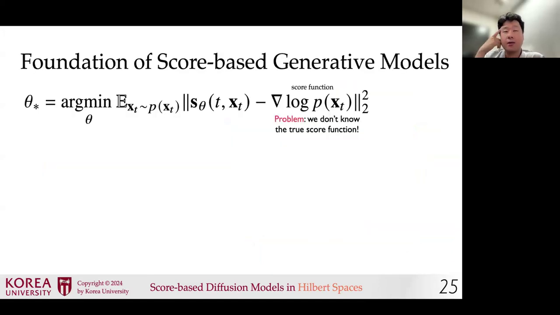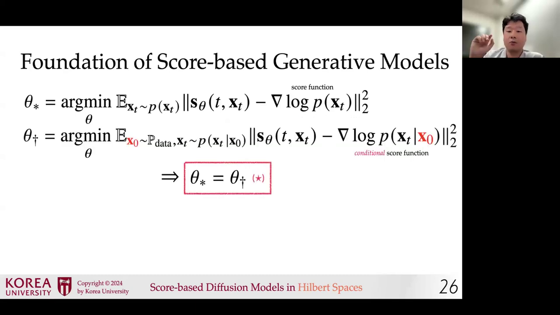Then how can you design a training objective function for the score modeling? Well, indeed, we don't know the true score function because it requires the information of the target data distribution, but we don't know what the target density is, right? Then how can you train the score model in our case?